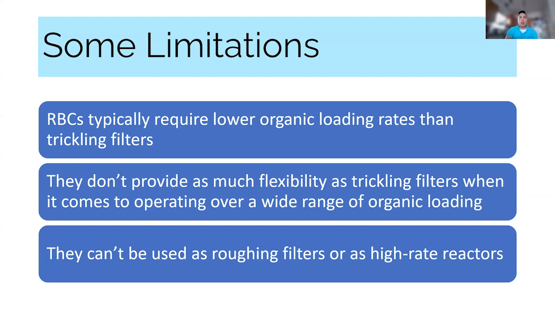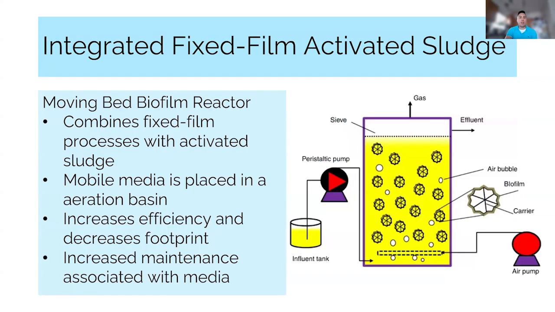Real quick, I'm just going to talk about our integrated fixed film activated sludge. So like we said, these are our moving bed biofilm reactors. This is what that kind of system would look like. As you can see, this is an activated sludge basin, and it has our media in it. So this combines that fixed film process with activated sludge, and then the mobile media is placed in that aeration basin. This does increase the efficiency and decreases the footprint of our activated sludge.